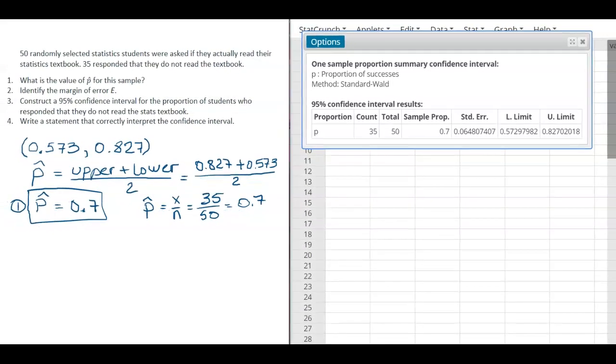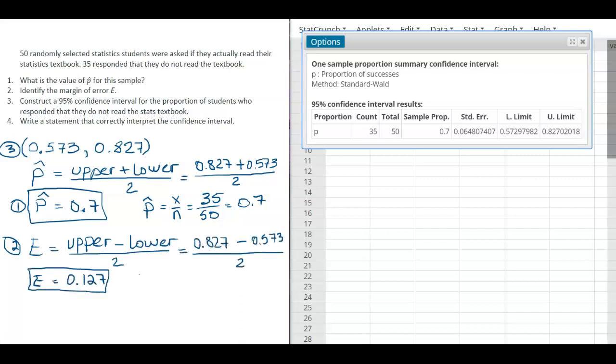This was part 1. This is part 3. We're going kind of in different order. Now let's look at how to find the margin of error E. We can find it from the interval limits by subtracting the lower interval limit from the upper interval limit and dividing the difference by 2.